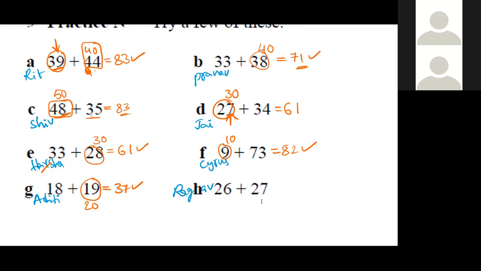Raghav. Yes, sir. Sir, we'll take 26 plus 30, that is 56. 56 minus 3 is equal to 53. 53. Very good. Correct.